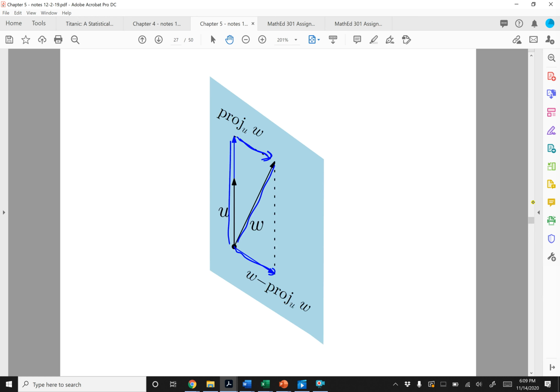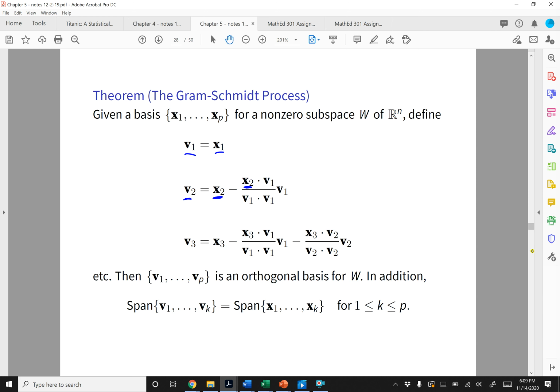So we kept u, we project w onto u. So u is now v1, and this is x2. We project x2 onto v1, and then we subtract that off. So this is x2 minus the projection of x2 onto v1, or onto u. That's what we do. Now v2 is orthogonal to v1.